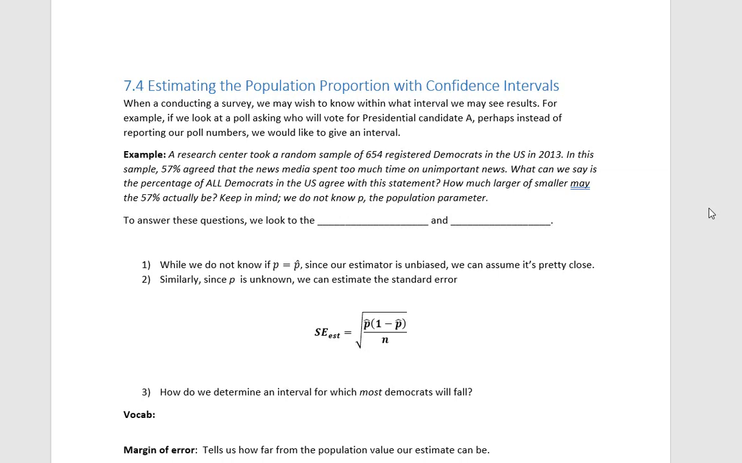To answer these kinds of questions, we are going to look to the empirical rule as well as the central limit theorem. Just because our sample said that 57% of Democrats agreed with that doesn't mean that 57% of all Democrats do. That's only in our sample. Since we randomly sampled these people, we can assume that we're not going to have any bias, so we assume that our sample is going to be pretty close to our population. Similarly, we can estimate how far off we are by using the standard error estimate.